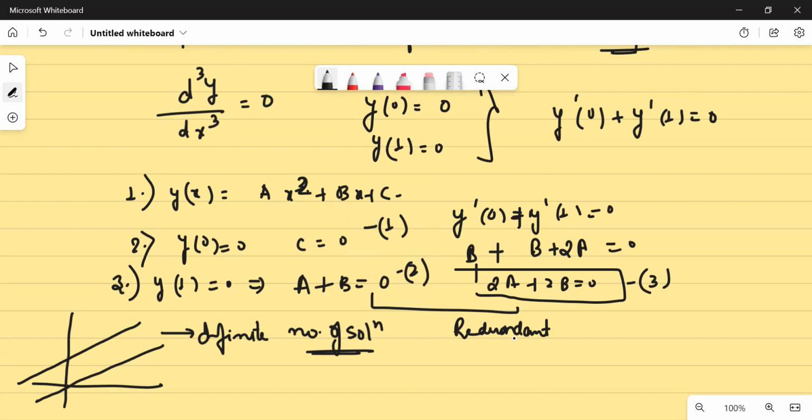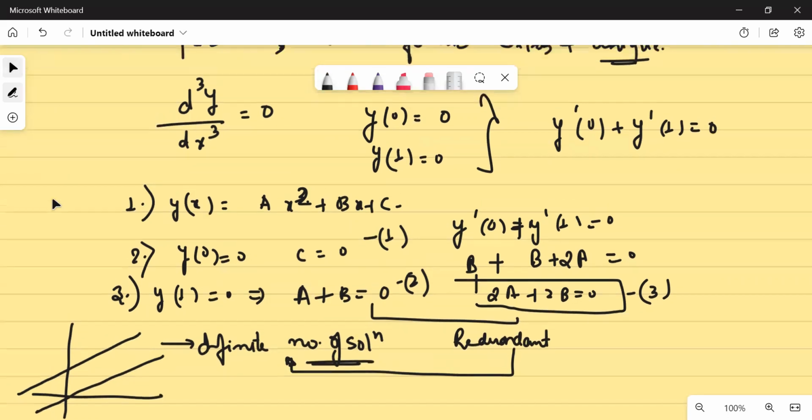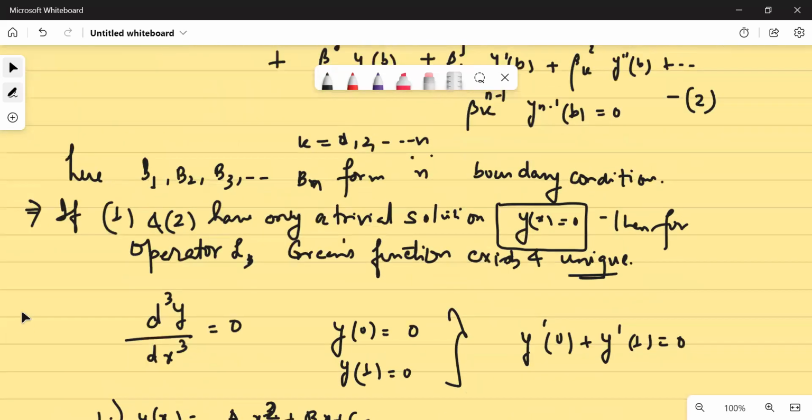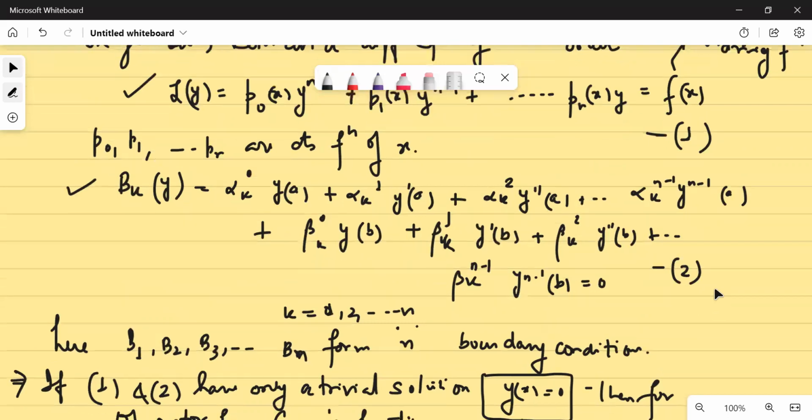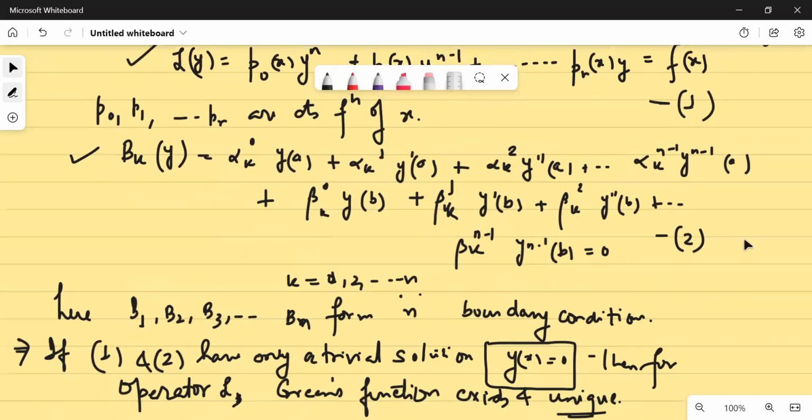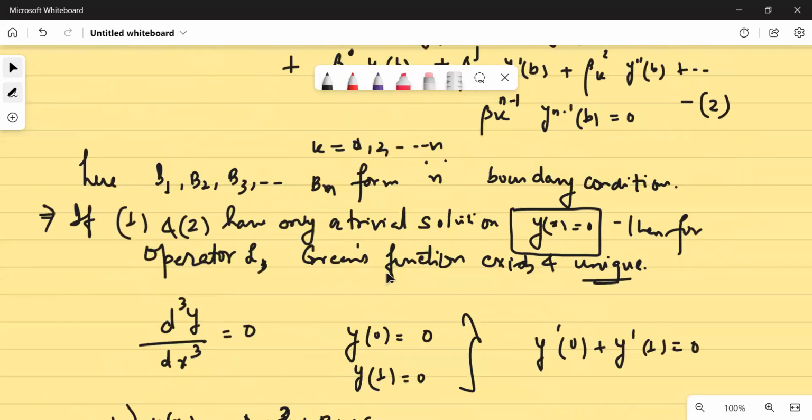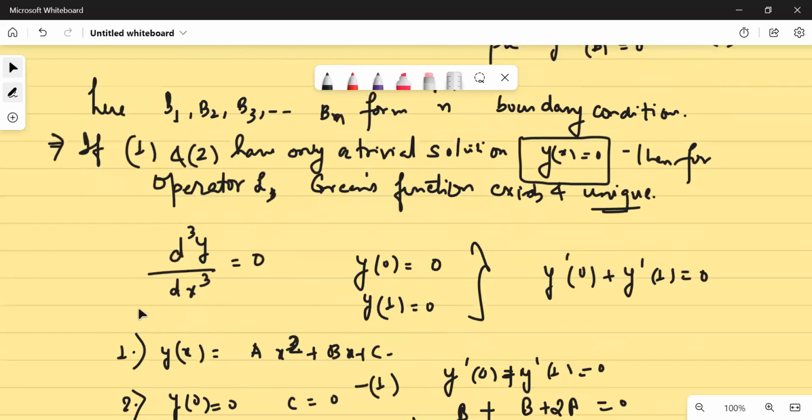These two redundant equations would eventually give me an infinite number of solutions. And what I told you is that if at all Green's function exists, then Ly equal to f(x), that is equation number 1, and these boundary conditions, that is equation number 2, together should give you a trivial unique solution, that is y(x) equal to 0. If it gives you y(x) equal to 0, only then your Green's function would exist and should be unique. Otherwise, no. Is that clear?